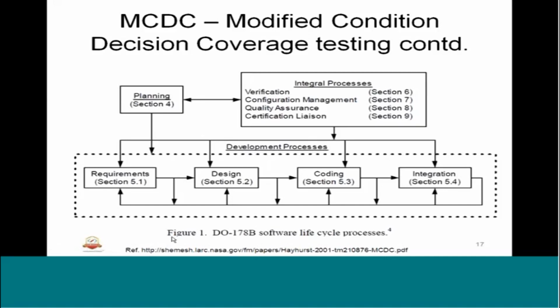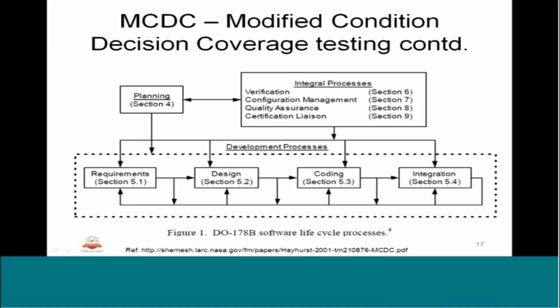Against each section there is a checklist, and each section will identify different aspects of the MCDC coverage and the testing process. So we have planning in Section 4. We have the integral process, which is nothing but verification and validation. Section 6, configuration management. Section 7, quality assurance. Section 8, certification liaison. Section 9. Those will be part of the planning that needs to be addressed.